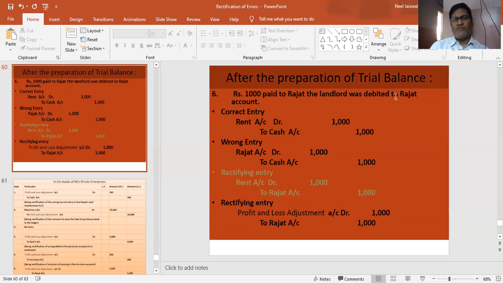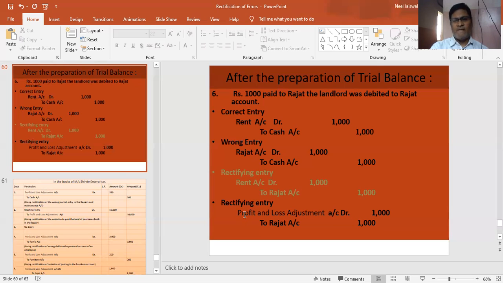After the preparation of trial balance, rupees 1,000 paid to Rajat, the landlord, was debited to Rajat account. Correct entry: rent to cash, 1,000. Wrong entry: Rajat to cash, 1,000. We have paid rent, but we have recorded it in Rajat's account. Rectifying entry: rent to Rajat. We have to create rent and cancel Rajat. So Rajat cancel, debit will become credit. Create rent, rent will become debited.